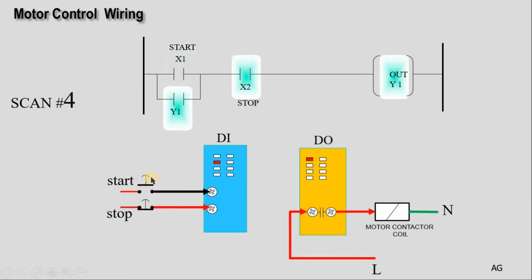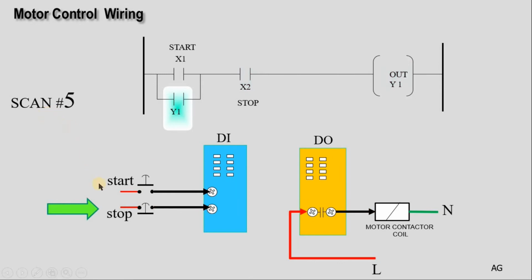Now you release the push button. What happens in scan 4 is the PLC will find that this is off, but from the previous scan Y1 was on. So it will continue latching this output. So the output will latch based on the status of Y1.